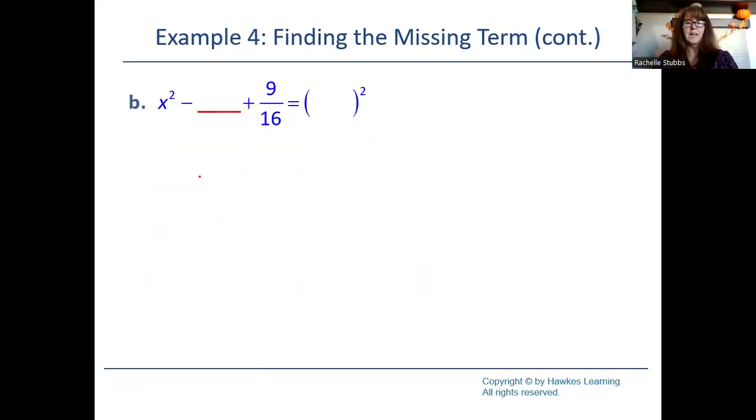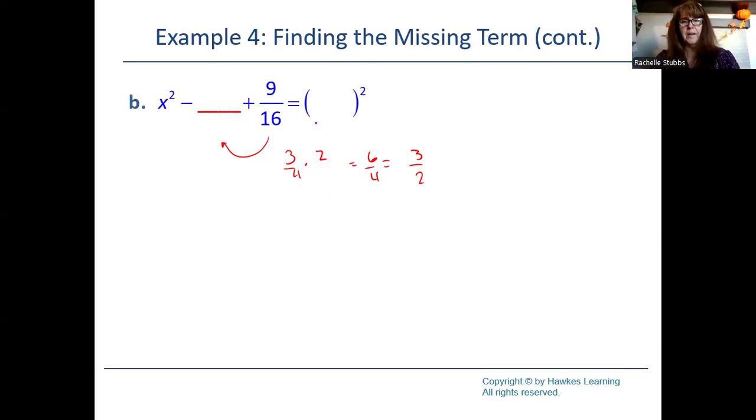Let's try another one. This time, we don't know this, so we're going back this way. So we're going to take the square root of 9/16. Well, the square root of 9 is 3. The square root of 16 is 4. So 3/4. And then I'm going to multiply that by 2. What's 3/4 multiplied by 2? That's 6/4, right? Or it's really 3 halves. So this is 3 halves right here.